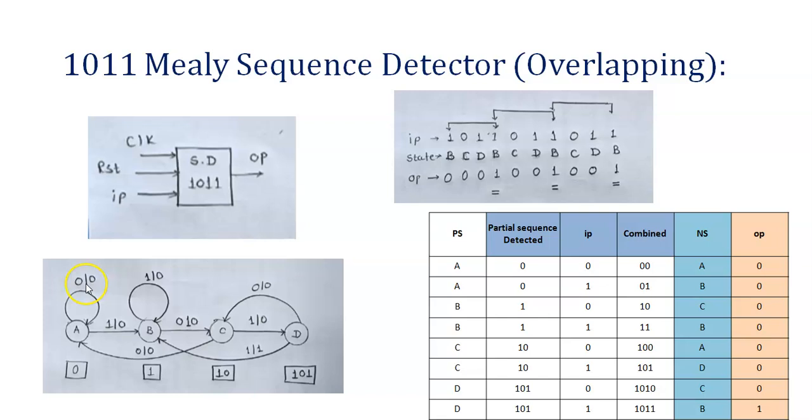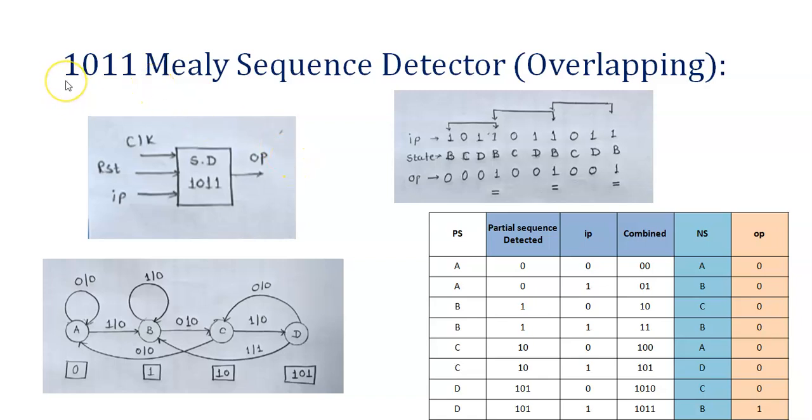Now why you need to write output as a 0? Because when the whole sequence, that is 1 0 1 1, is getting detected, that time only you will be writing output as a 1. So when you get output 1, when a sequence is getting detected, that time you will be writing 1.